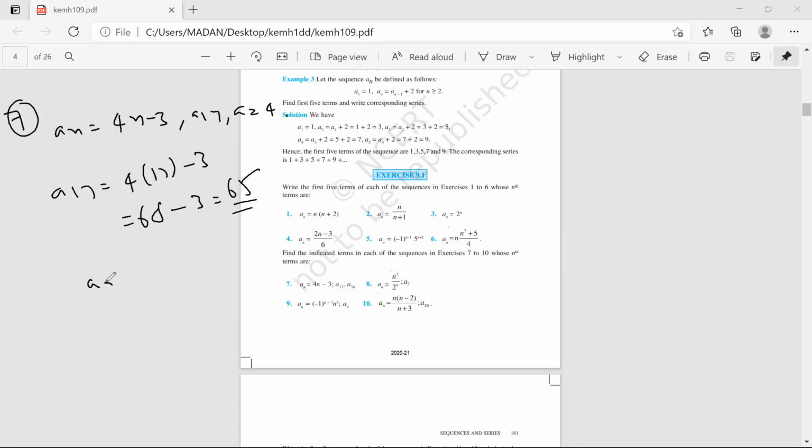Find A24. 4 into 24 minus 3. That is 93. And A17 is 65.